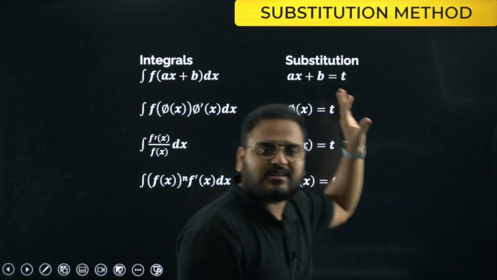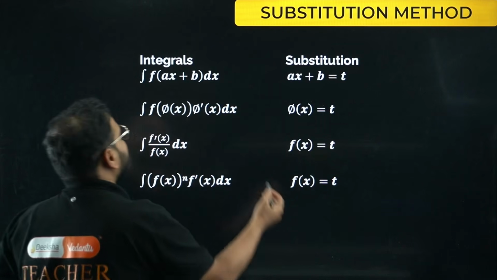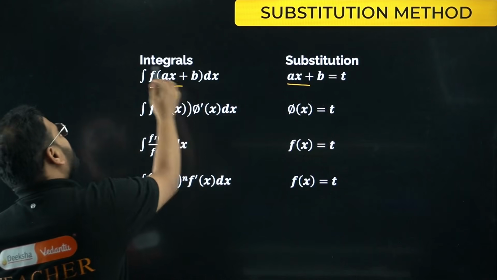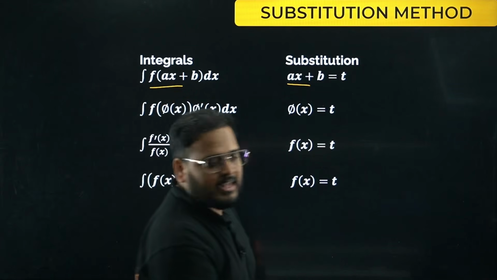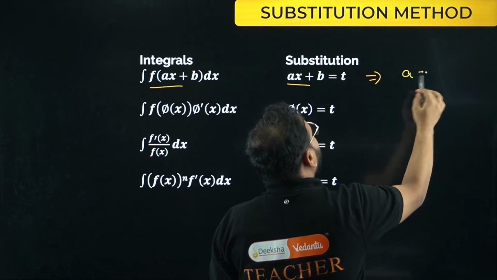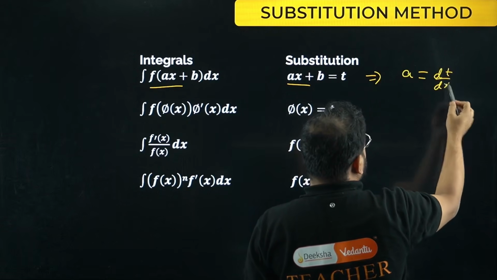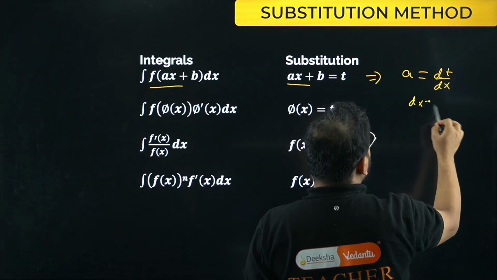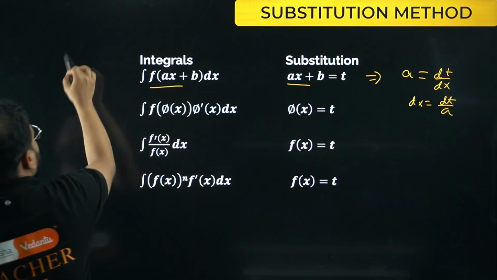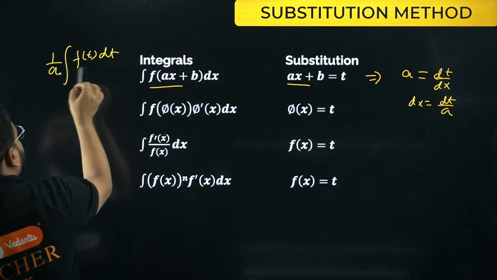Substitution method, we have some standard substitutions as well. What are those? If I have, let's say, a function given in this format, you simply take ax plus b as t. It'll make this whole thing f of t, right? Then what you have to do is differentiate. If you differentiate, you're going to get a equals dt by dx. So dx will be equal to dt by a. So this will become the integration of f of t dt, and 1 by a will come.